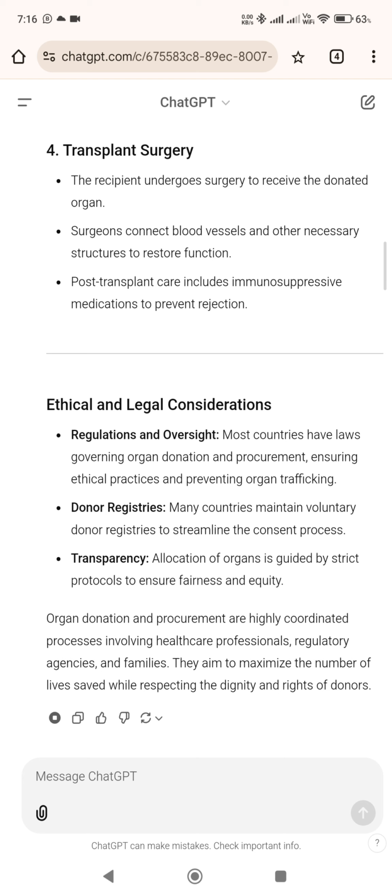Organ donation and procurement are highly coordinated processes involving healthcare professionals, regulatory agencies, and families. They aim to maximize the number of lives saved while respecting the dignity and rights of donors.